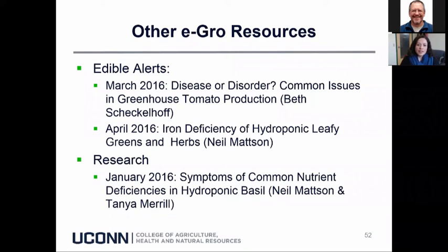And then the other thing is just to tell you about other e-Gro resources regarding nutrition for hydroponic vegetables. One is from our colleague Beth from Ohio State. She developed an edible alert on disease or disorder common issues in greenhouse tomato production. Very good one. Neil Madsen developed one on iron deficiency of hydroponic leafy greens and herbs. And then in the research portion, you will find something on symptoms of common nutrient deficiencies in hydroponic basil.